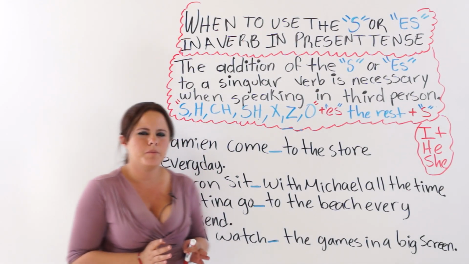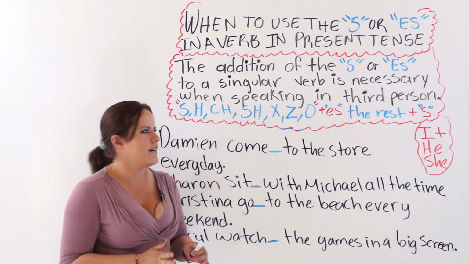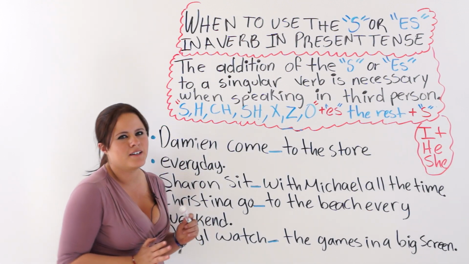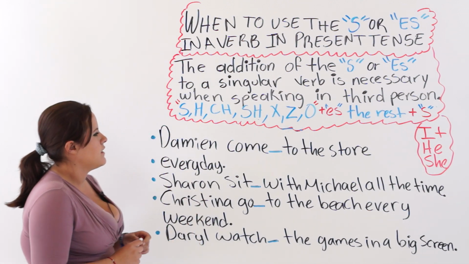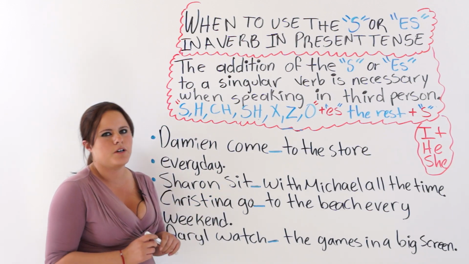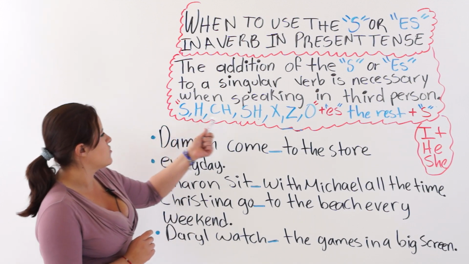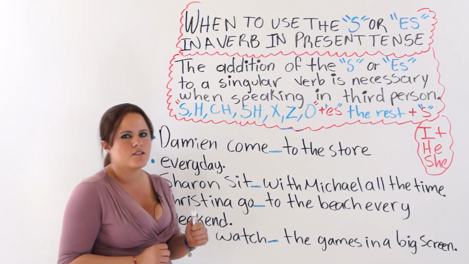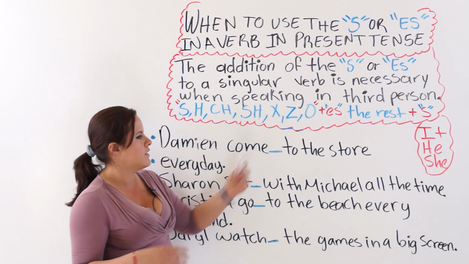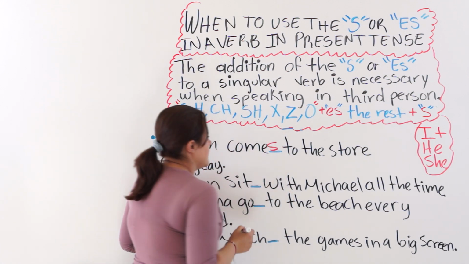Now you are going to help me fill in the blanks with an S or ES according to the structure. All right? The first one says, Damien come to the store every day. We know that it is the present tense. So does it end in SH, CH, SH, X, or O, Z or O, I'm sorry? No, it doesn't. So we will simply add an S.